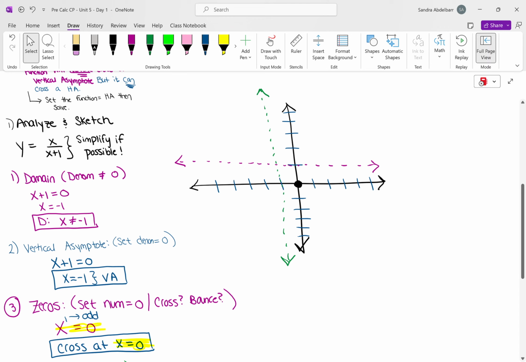Now it comes to the actual sketch. What you want to do is use the vertical asymptote as a reference point. You want to know what's going on to the right of the vertical asymptote and to the left of the vertical asymptote. What's really nice is I already have a point. That 0 is to the right of the vertical asymptote.